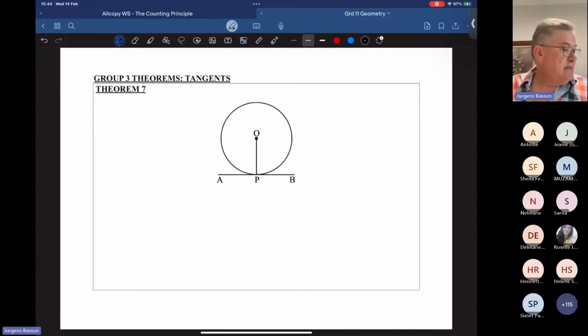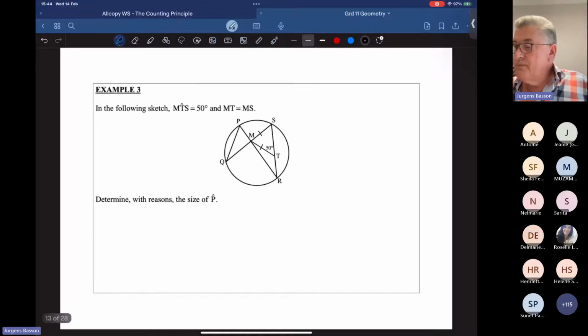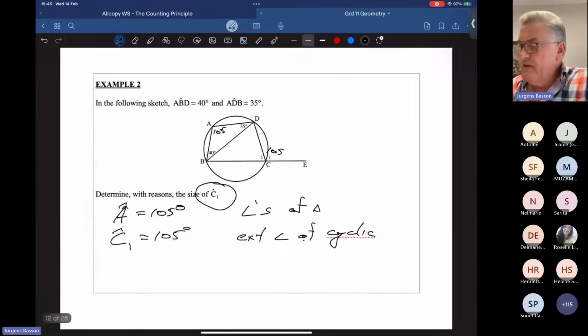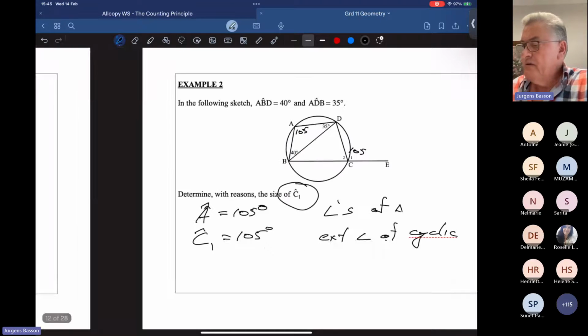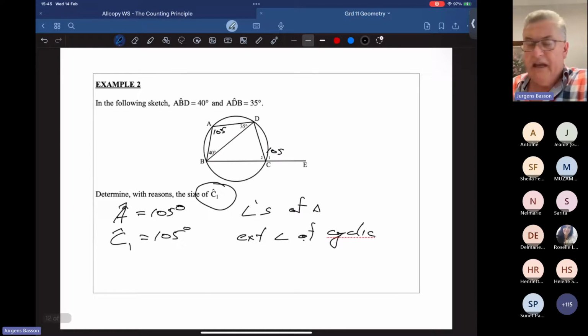Now we are at, I think I skipped a page. Yes, there it is. Remember, there was still a third one. This one starts to look better. If you start looking at these questions, if I can just take you back, on cyclic quad, this one was mainly opposite angles of a cyclic quad. This one was exterior angle of a cyclic quad.